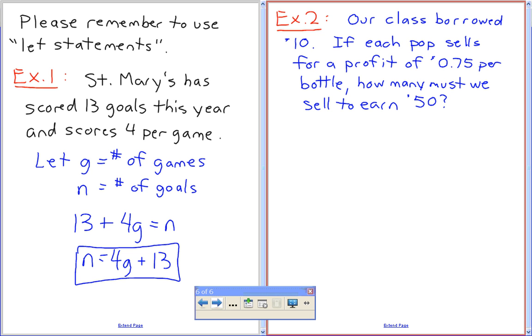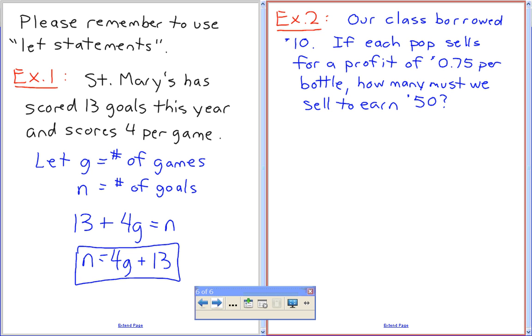If each pop sells for a profit of 75 cents, we have to worry about profit because I actually have to pay money in to begin with to buy the pop, right? How many must we sell to earn 50? I want you guys to try and do this. Start off with an equation first with let statements. What this question would be labeled on your test, I got too excited, so I didn't actually write it down properly. Part A would say model this with an equation. That's what part A would say, so I want to see the full equation.